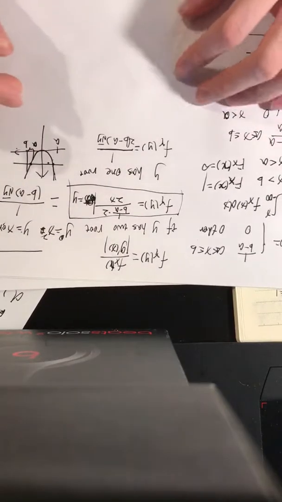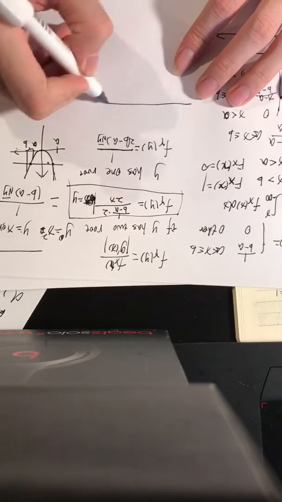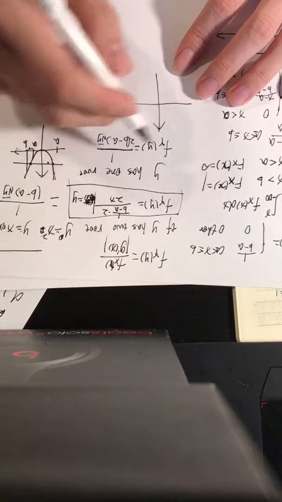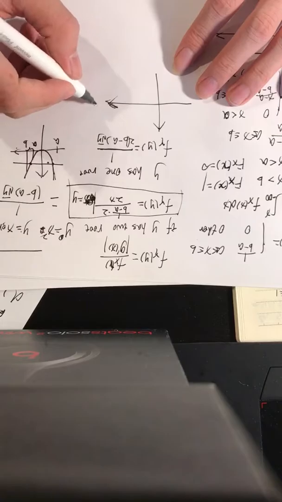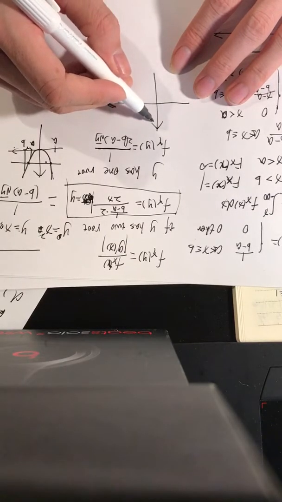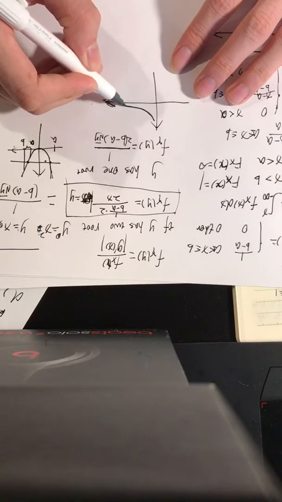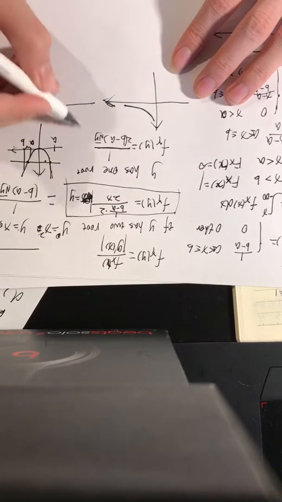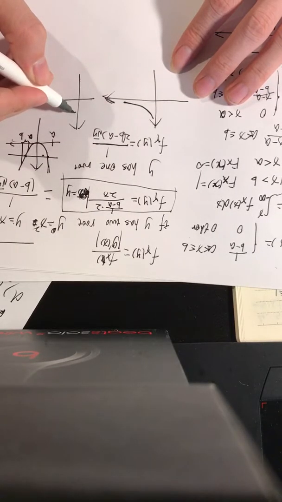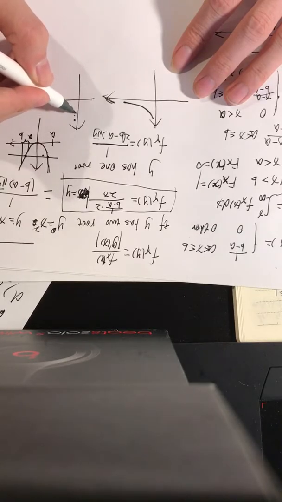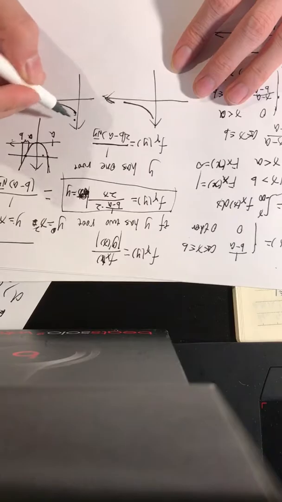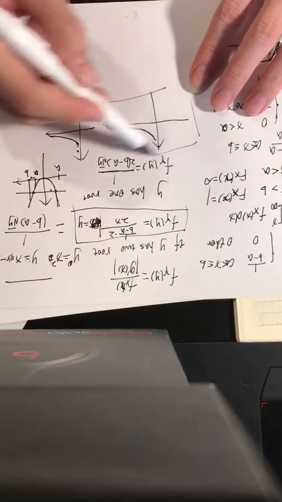So we can draw it. We need to divide it into 2 situations. So the first one is something like this. Second one is something like this. I think it's the same.